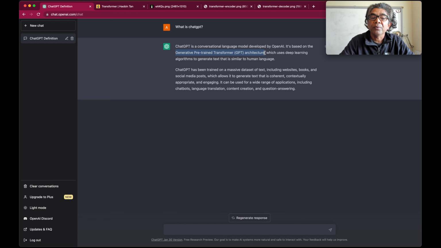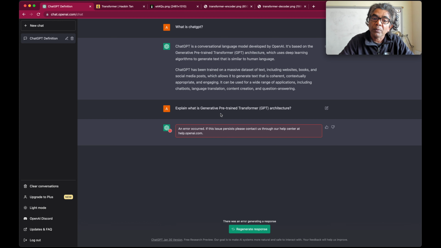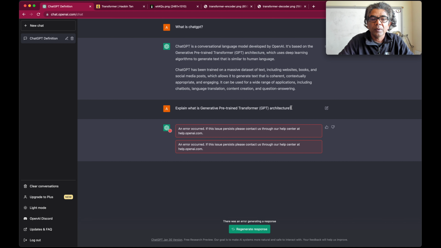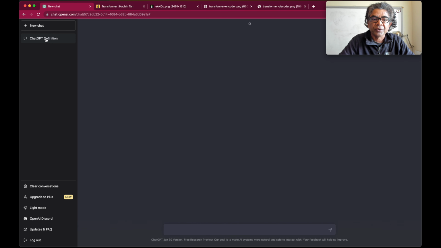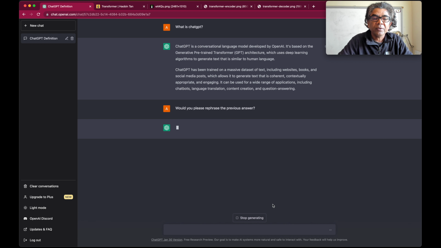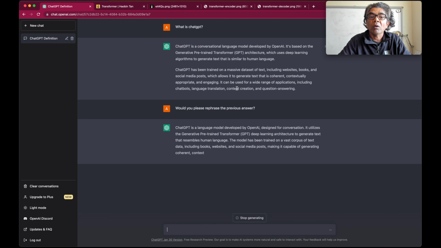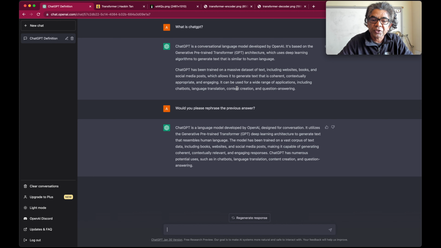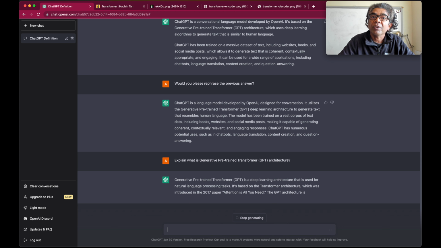The next question is similar to that: explain what is generative pre-trained transformer. If this is broken, we can reload the page and come back to the previous session. You can check at this point whether the previous session is still available. So you can say, could you please rephrase the previous answer, and it should give you exactly the same information, which tells you that you are connected back to the previous ChatGPT session. Now we can ask our next question: what are the GPT models, or the generative pre-trained transformer models?